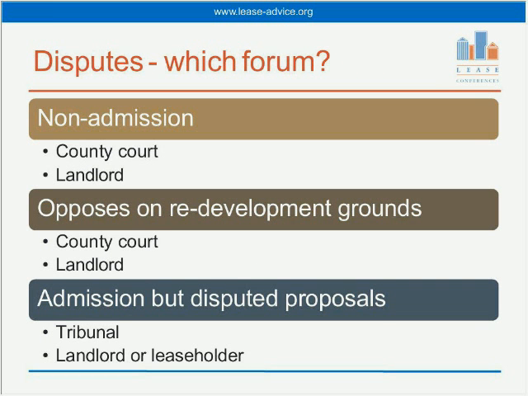So a reminder, which forum? If there's no admission, a negative counter notice, it's a county court with the application being made by the landlord. If the landlord opposes the 93 Act lease extension claim on the grounds of redevelopment, it's the county court, and the landlord makes the application. And if there's admission, a positive counter notice, but proposals are disputed, then any issues that remain outstanding are down to the appropriate tribunal, LVT in Wales, First Tier Tribunal in England, to determine the outstanding issues, and the application can be made either by the landlord or the leaseholder.